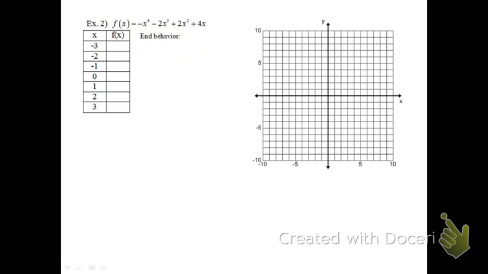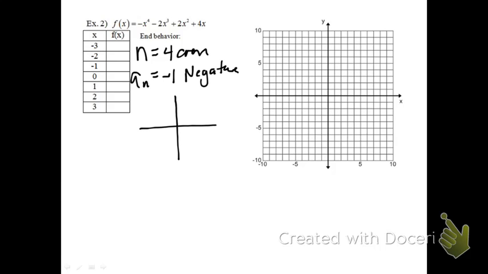End behavior. The degree is even, it's 4. The leading coefficient is a -1, which is negative. If you go back to your end behavior, if the degree is even and the leading coefficient is negative, it goes down and down. Let's see if we can evaluate a few points to fill out a table. Let's start with 0. I'll show you a technique where you might be able to save yourself time by starting at 0 and working your way out.